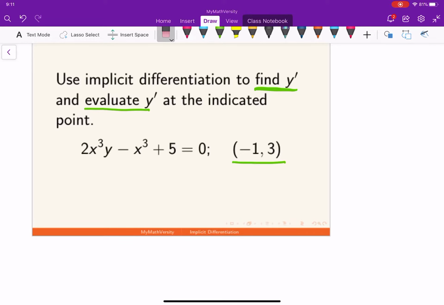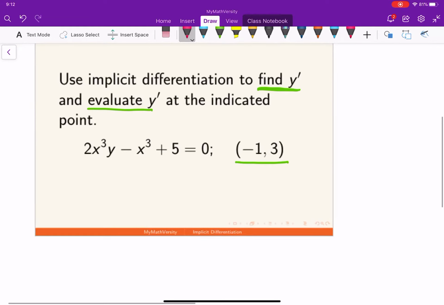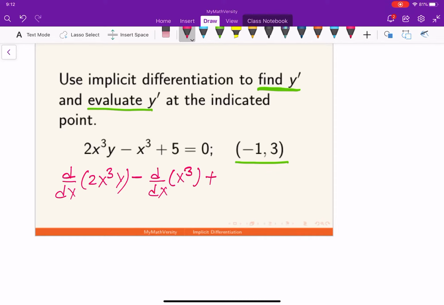Since we have an implicit equation, how can we implicitly differentiate and then find y prime? We have a two-step process: first, differentiate with respect to x on both sides, and then solve for y prime. So let's differentiate with respect to x on both sides. We differentiate 2x cubed y, then x cubed, and then 5, and this is possible because of the sum and difference rule.